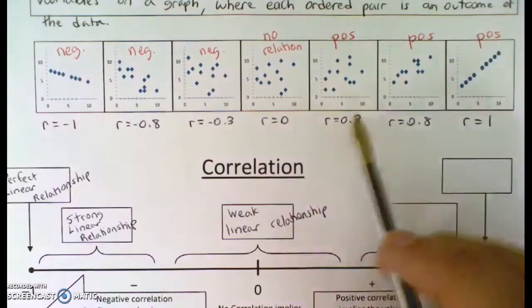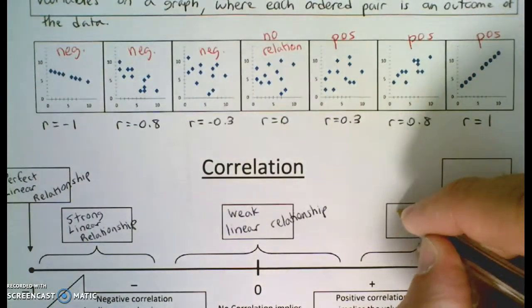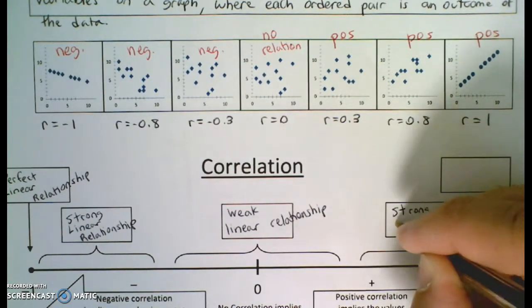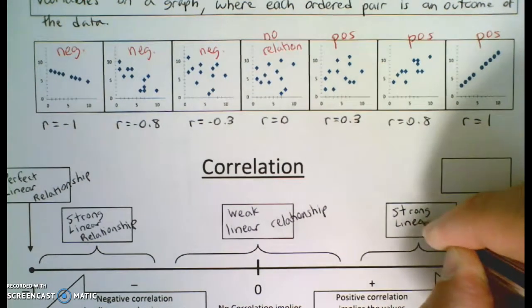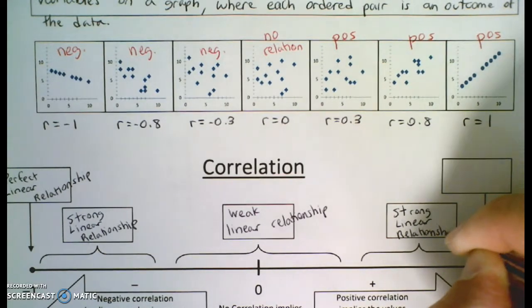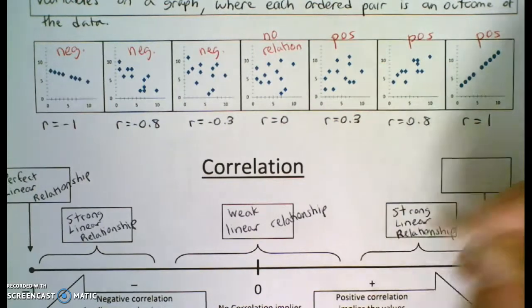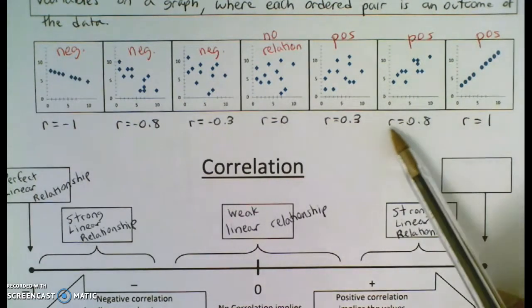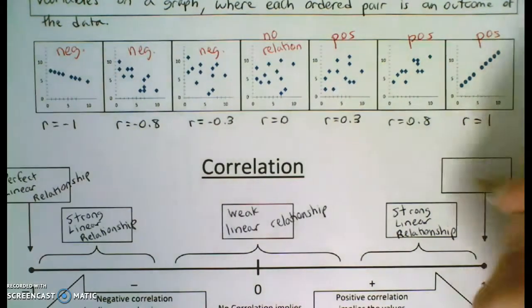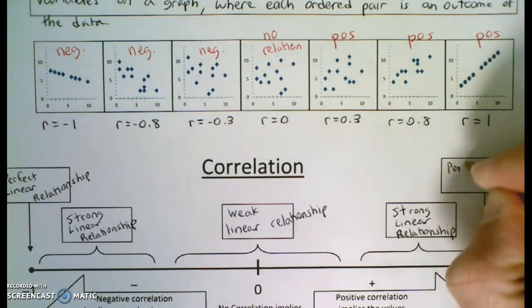Once you start getting more positive, the same idea, you get a strong linear relationship again. And that happens as your numbers get closer to +1. And then at the end again, you get a perfect linear relationship.